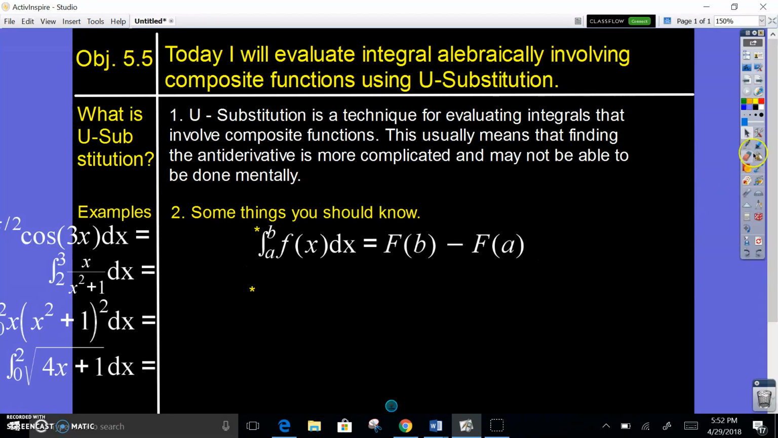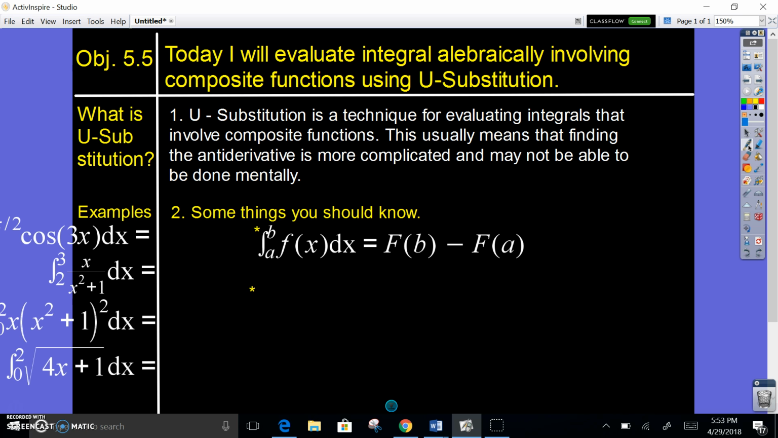Okay, welcome back, class. In this video, we're going to be exploring what would have been the last objective of Unit 5, and that is to evaluate integrals algebraically involving composite functions using U substitution. So that U substitution is going to be really important today in understanding how to evaluate integrals.